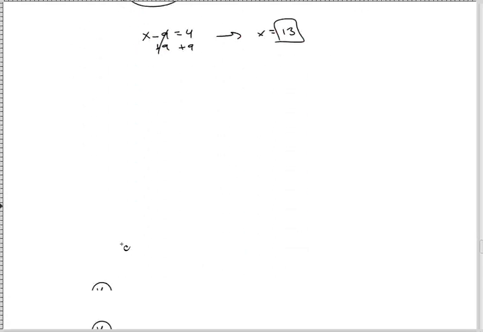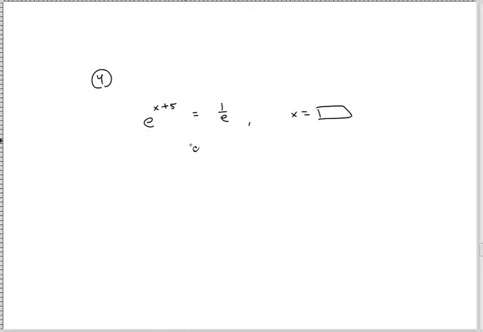Cool. Next one. Can I get an e on both sides? Yes, again, you can. That's technically e to the negative 1. It's the fraction. You flip it, make a negative power. Cancel your e's out. Minus 5 on both sides. Negative 6.